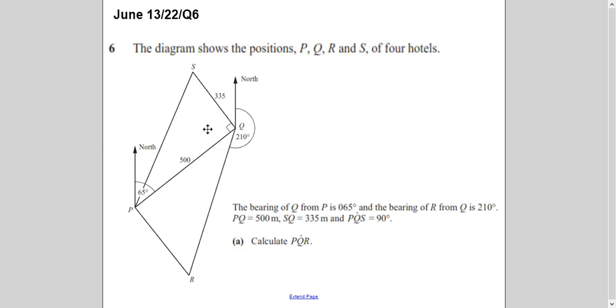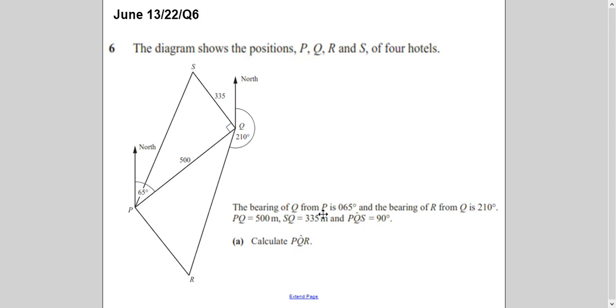So let's begin. The question is related to this diagram. There are 4 positions of 4 hotels, P, Q, R, S, N. And this is the description that is given here. You can see here the bearing of Q from P is 65.